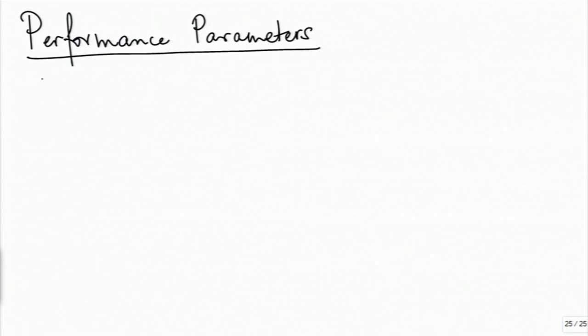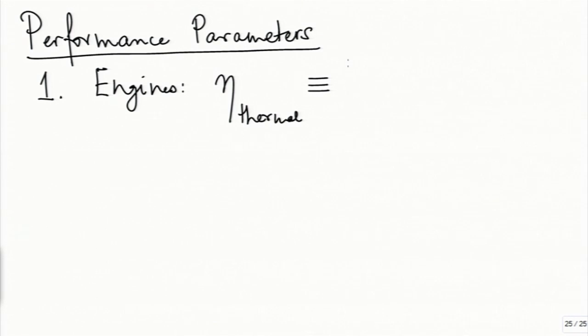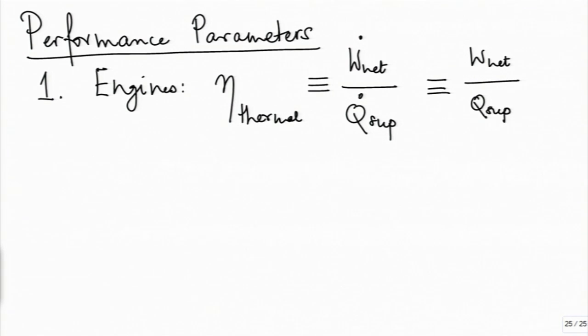The first and foremost performance parameter, for engines, is the efficiency, or what is known as the thermal efficiency, and this is defined as the net power output divided by the net heat input, heat supplied or heat absorbed. This is based per unit time, but if you base it on a cycle, this can be W net divided by Q supplied, either for one cycle or for 1 kg of working fluid, some common basis.